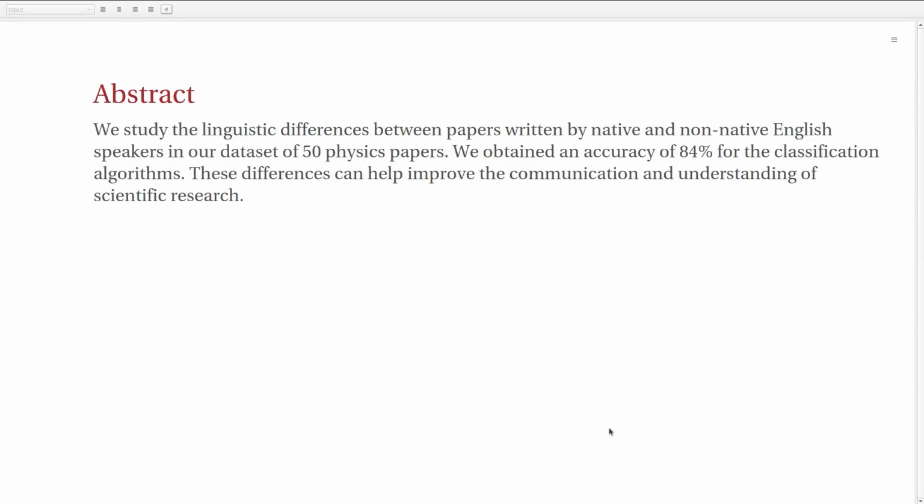So we studied the linguistic differences between native and non-native English speakers in 50 physics papers, and we developed a classification algorithm obtaining an accuracy of 84%. The data comes from articles about quantum physics, and the main difficulty here was to get the data and classify that as data coming from a native and a non-native.